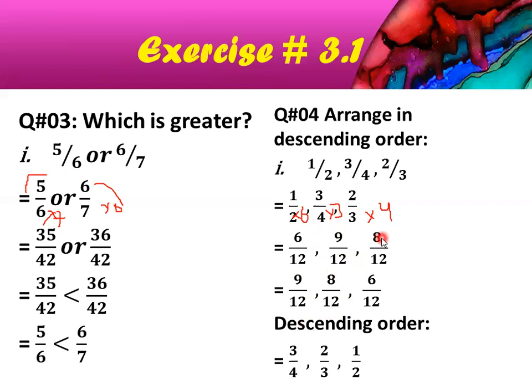Then 8 upon 12 is the answer of 2 upon 3, so you will write 2 upon 3. And 6 upon 12 is the answer of 1 upon 2, so simply you will write at the end 1 upon 2. So this is the way to arrange the given unlike fractions in descending order. How? By making their denominators common.